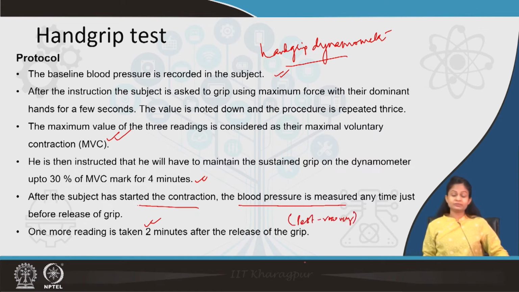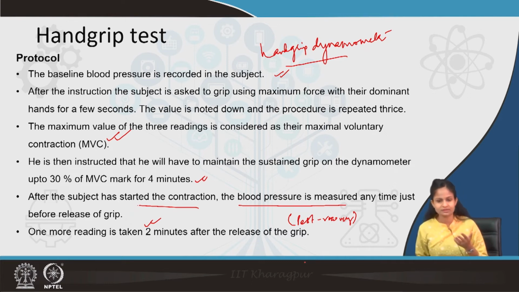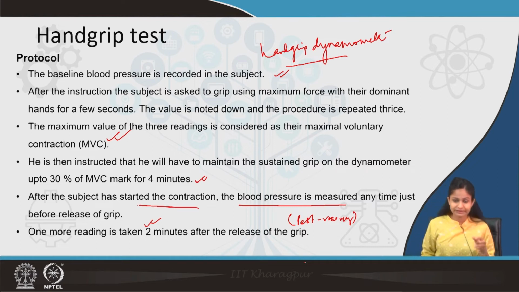For every autonomic function test, it is not that we will only take the recording before the test and during the test. We have to take the recording post test, that means what is happening 2 to 3 minutes after the test. We need to see whether the body has come back to normal from the stressful situation. If the body is not able to come back to normal from the stressful situation, that means there is some sympathovagal imbalance present in the body.